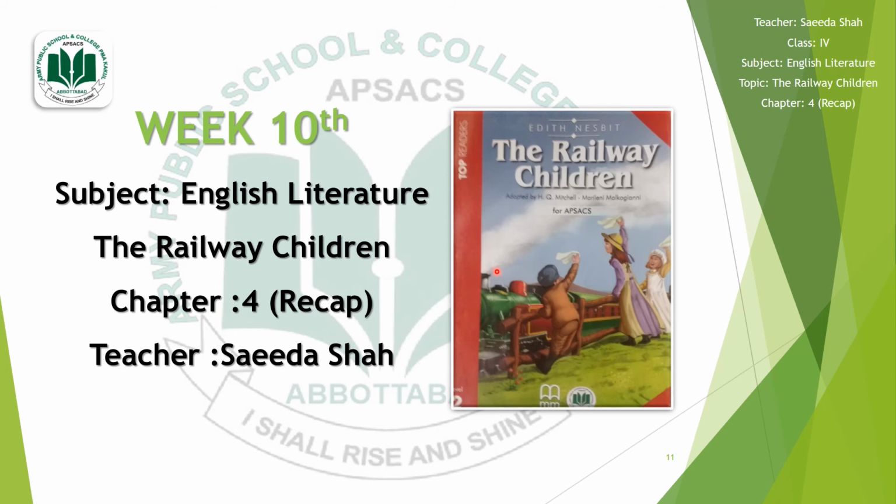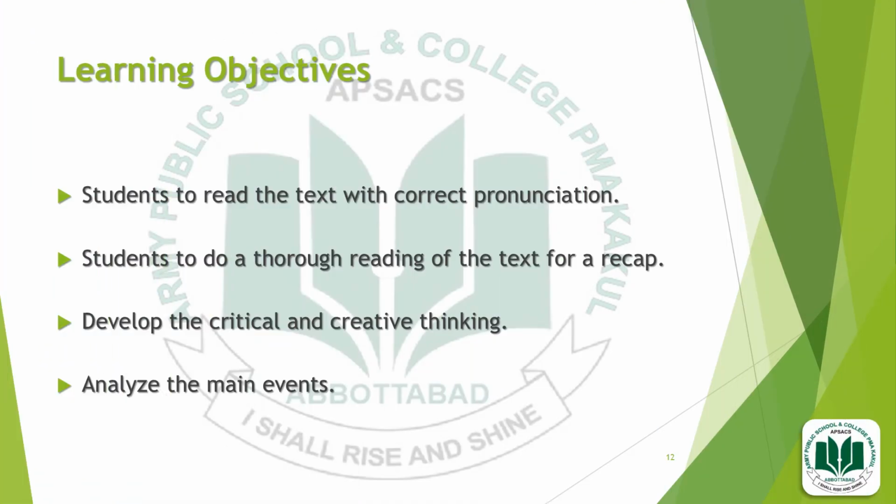Dear students, now we are going to start English literature session, The Railway Children, recap of chapter 4. Learning objectives. The main objectives of this session are students to read the text with correct pronunciation, students to do a thorough reading of the text for a recap, develop the critical and creative thinkings, and the last learning objective is analyze the main events.